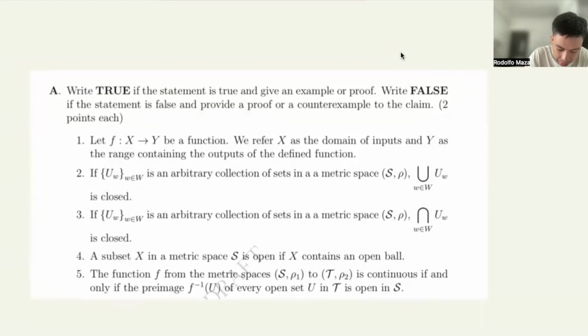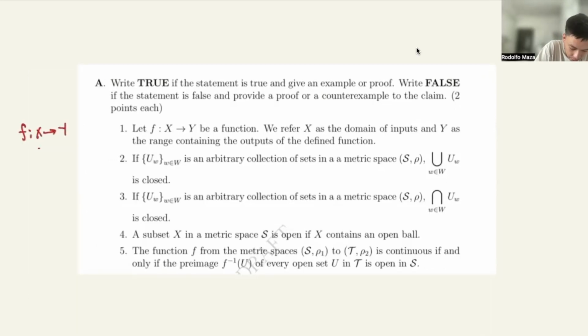Let f from X to Y be a function, and we refer to X as the domain of inputs and Y as the range containing the outputs of the defined function. Di ba sa function natin, if you have f from X to Y, if this is the domain, this one is the codomain, it only contains the range. So hindi yung Y mismo kasi hindi naman natin sinasabi that the function is surjective. So therefore, it's false.